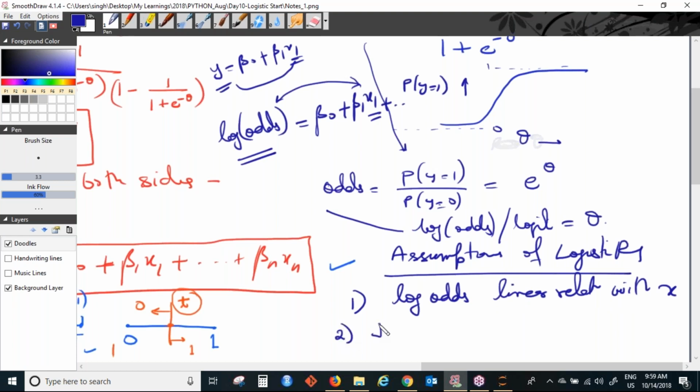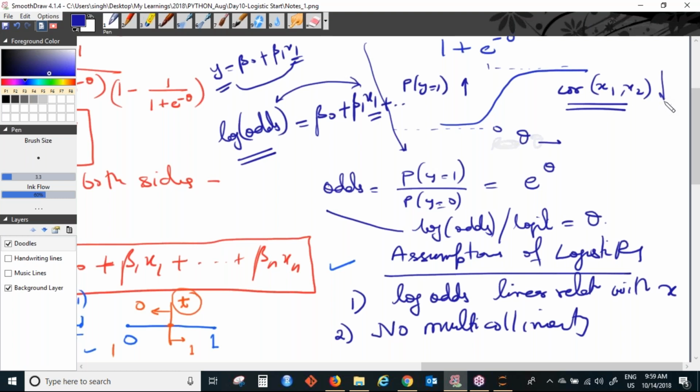And the second assumption is there should not be any multicollinearity. This is the same as linear. There should not be any multicollinearity in data. That means even here you will have to check that the correlation between x1 and x2 is not high. The correlation between x1 and x2 should not be high even in logistic regression. It should be low for logistic regression also.